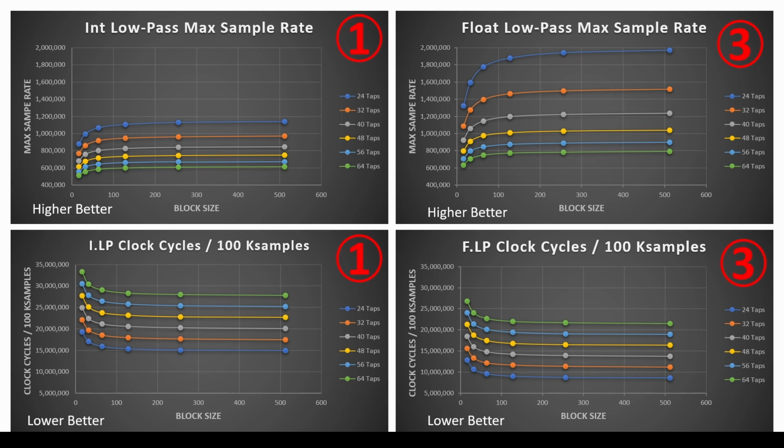The first system's max rate with a 24-tap filter is about 1.15 megasamples per second, and on the third system, we have nearly 2 megasamples per second. That's a non-negligible performance increase.